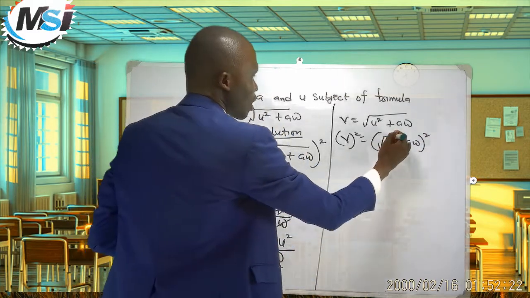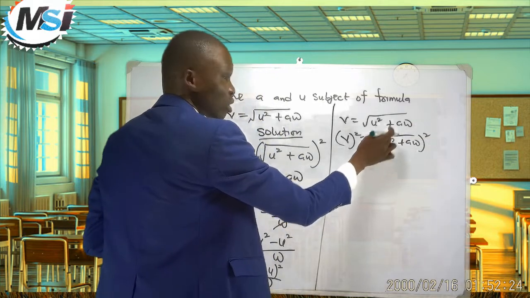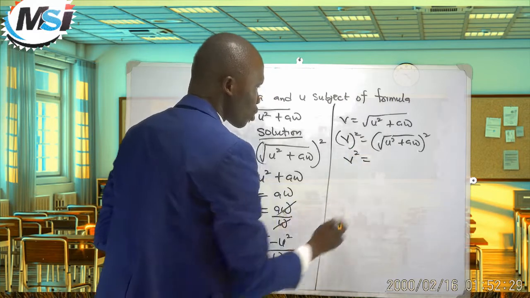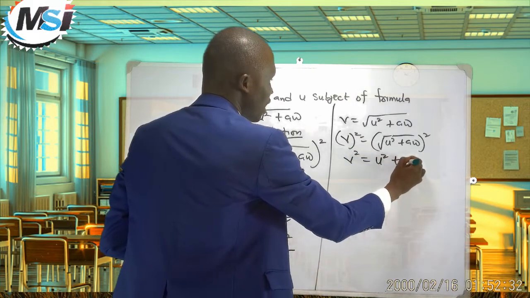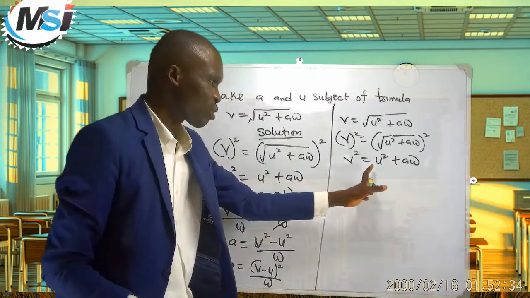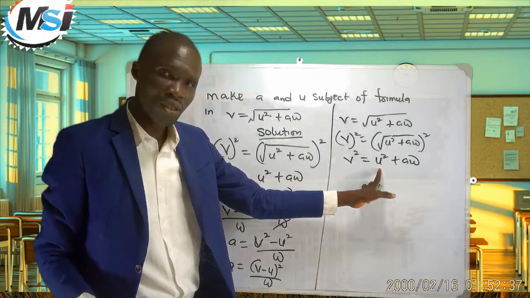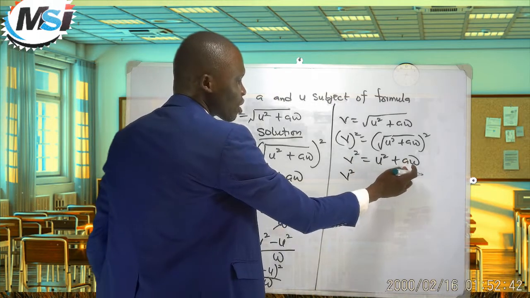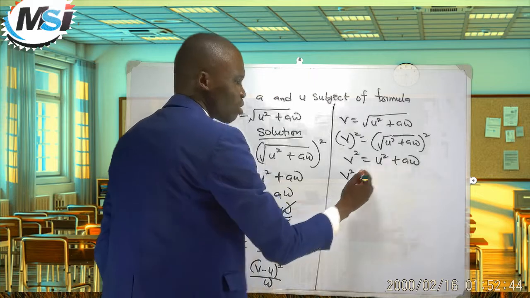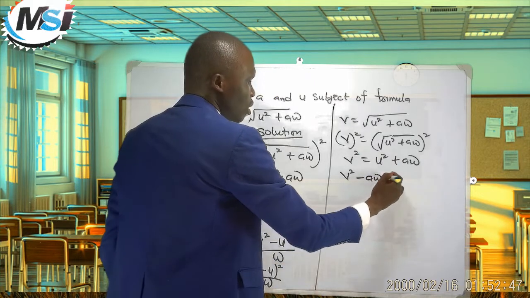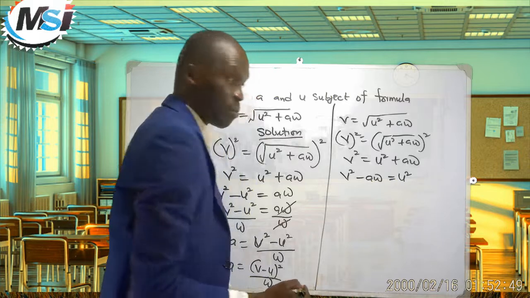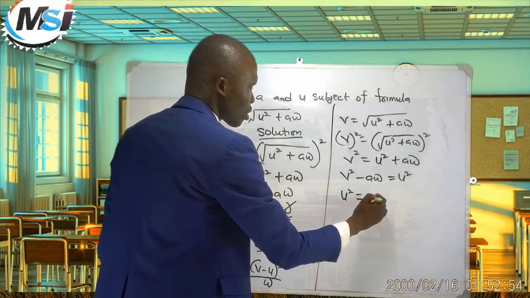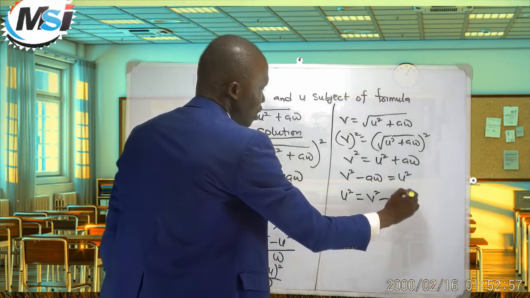Now, this square cancels the square root, because the square root is a half power, so that will give us v squared equals u squared plus AW. Now, you know that we are looking for u as the subject of the formula, so this will give us v squared. When this plus AW moves to this side, it turns to minus AW equals u squared. I believe you are following me, right? Now, u squared will give us v squared minus AW.